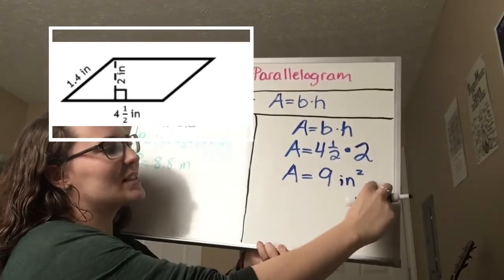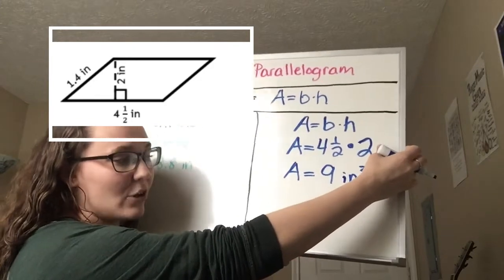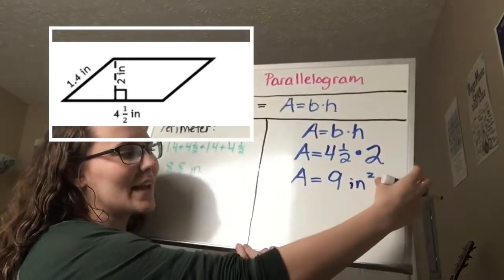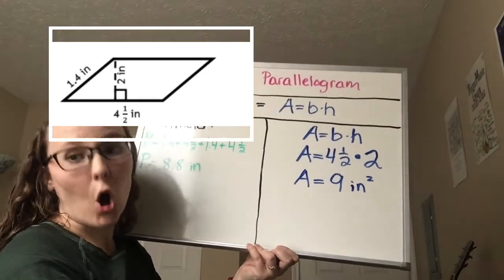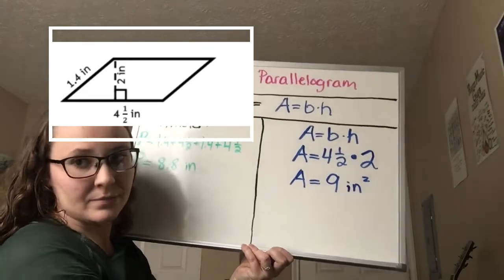Notice these 3 lines. I started with my formula, filled it in with my values, and then got my answer. I want to see these 3 lines when you are finding the area of a shape, always. Formula, fill in the numbers, answer. That's how it should look.